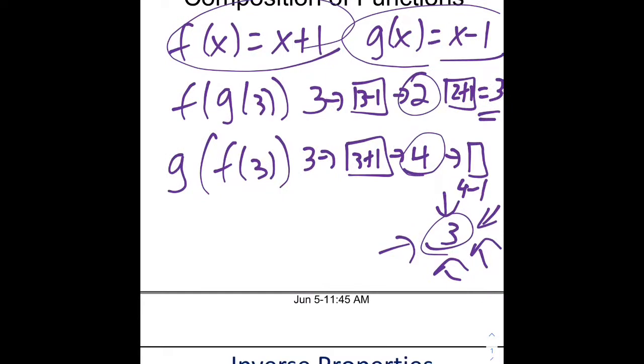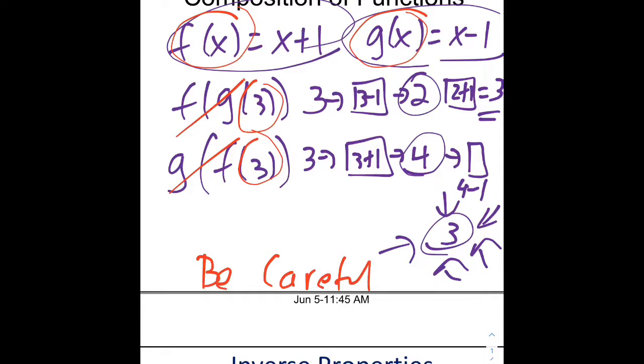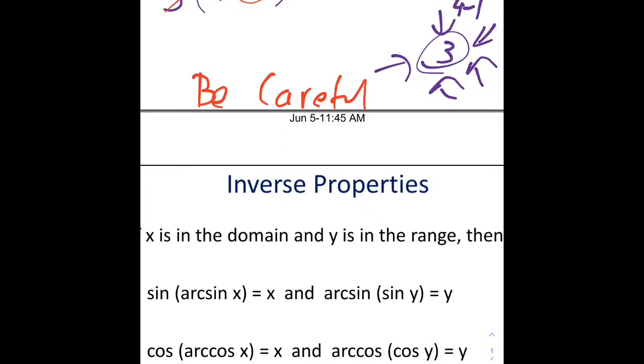Since these were inverses, what a lot of kids might do is, if they know that f and g are inverses, they just kind of cancel. I know I'm going to get 3. But you have to be very careful when it comes to doing this with inverse trig, because you have domain restrictions on many or all of your trig functions.